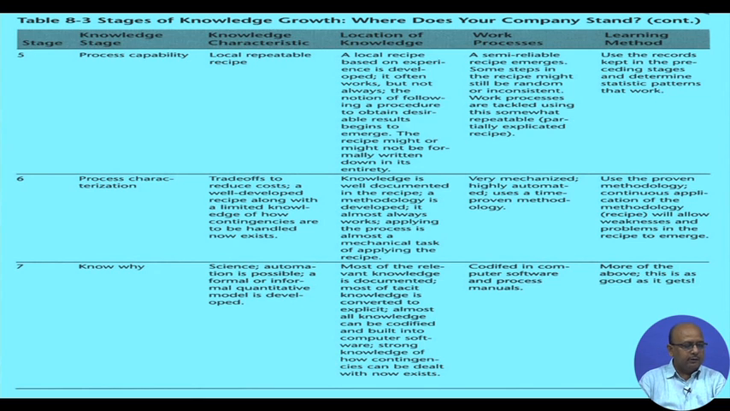And then the next stage, when you know why it is happening, you are trying to document whatever knowledge is available, either in explicit or tacit form, and you try to build software and hardware to ensure that it is done properly.